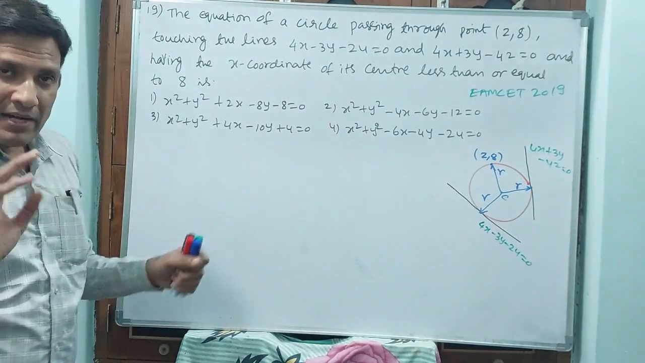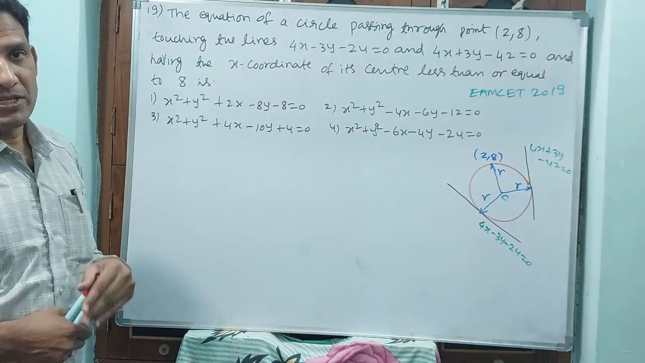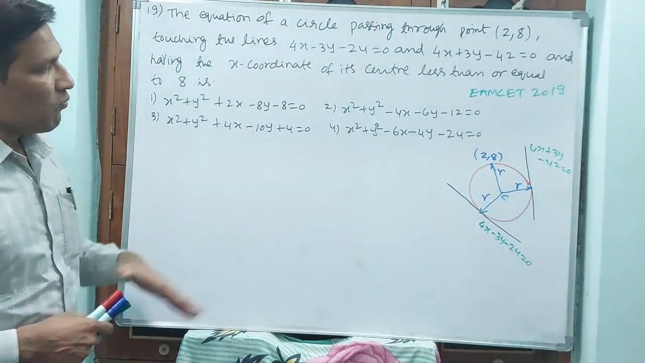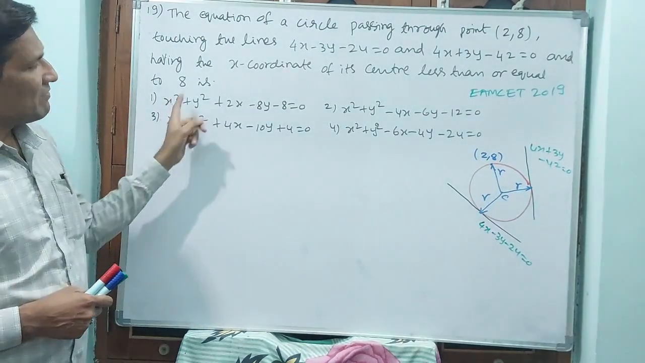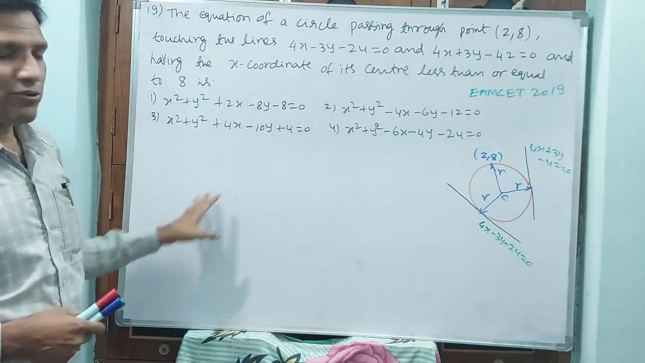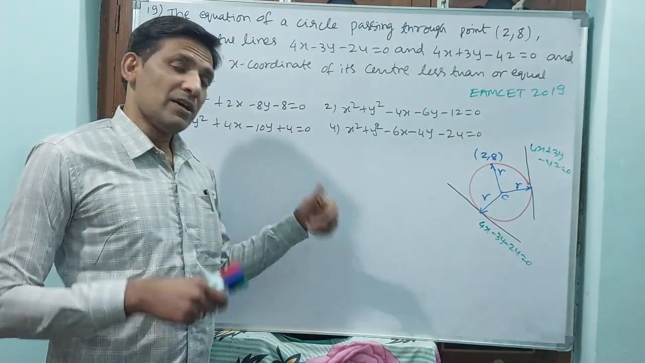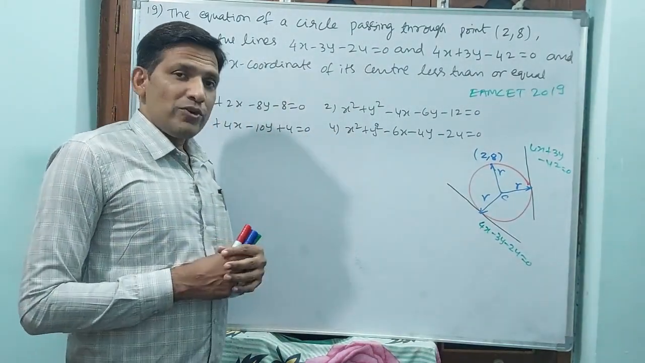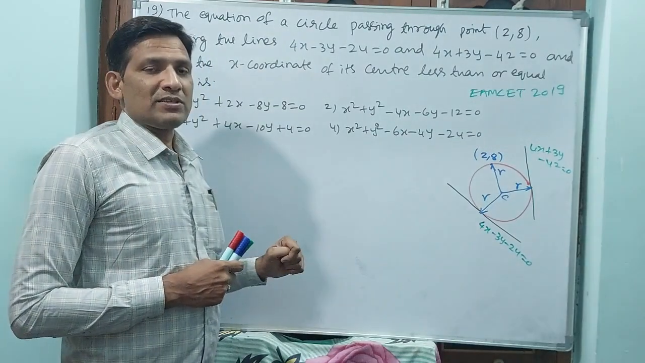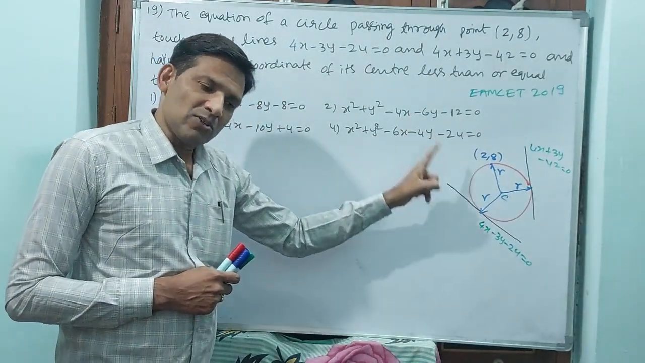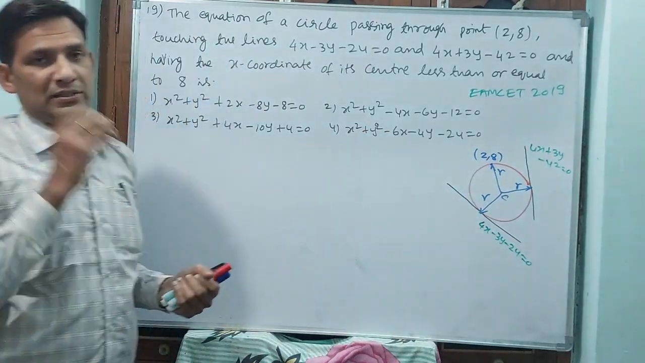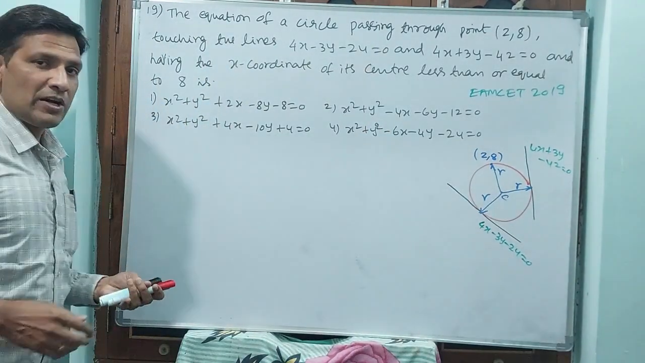See, what is the shortcut method for the EAMCET examination? We have to substitute these values in these equations, that's all. First equation you take and substitute, second equation you take and substitute, third, fourth, like that. Even though that is going to take a little bit of time, that is the easy process. Otherwise, it is going to cause loss of time and also become cumbersome. If any mistake happens, then you are not going to get the answer.